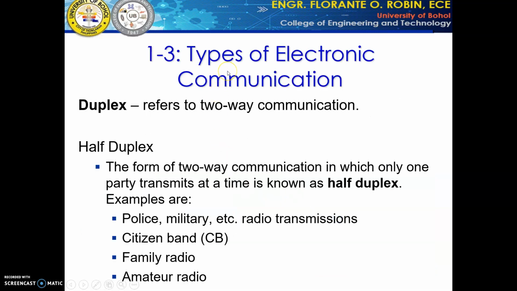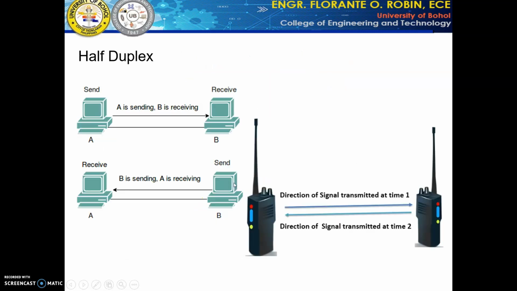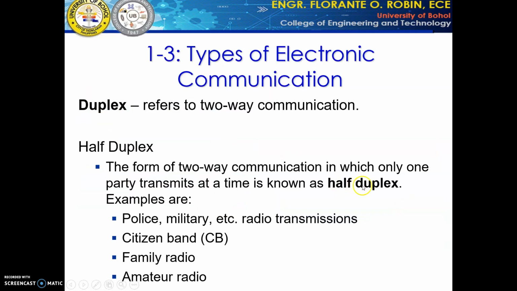So duplex refers to two-way communication. So you have two types of duplex. Number one is half duplex, which is a two-way communication in which one party transmits at a time, and the other one is full duplex. So what is half duplex? So the transmission from transmitter to receiver happens one party at a time.